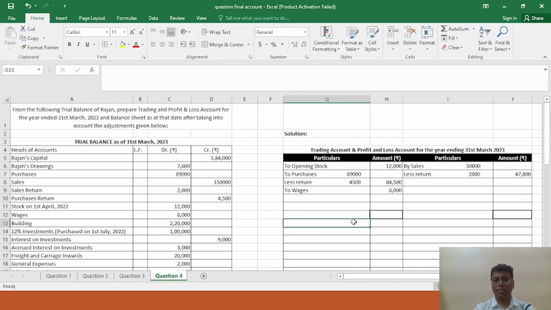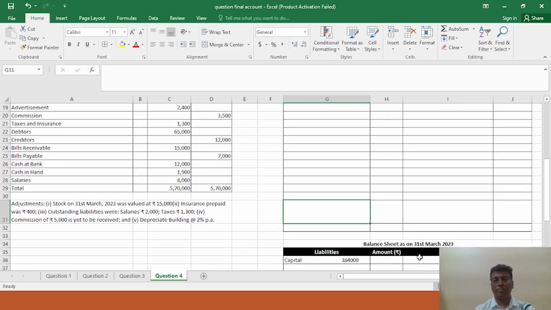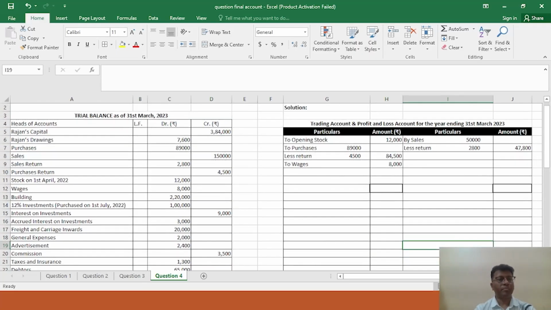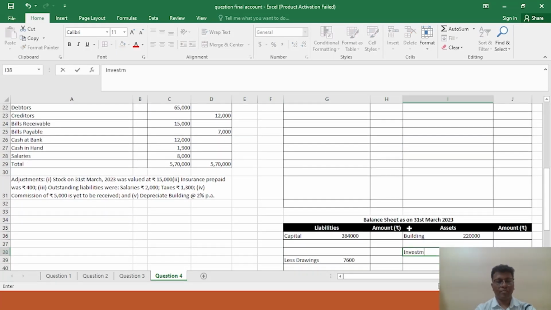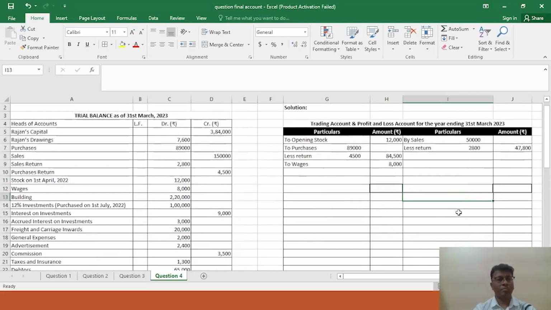Building 2,20,000, because there is a debt, so we have to write this amount in the inner column, 2,20,000. And investment 1 lakh. And interest on investment, this is the income in the credit side.